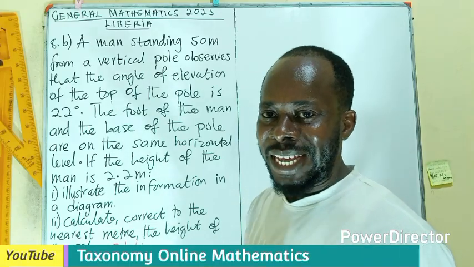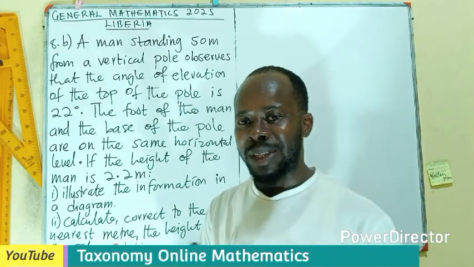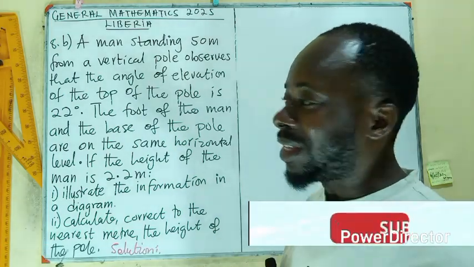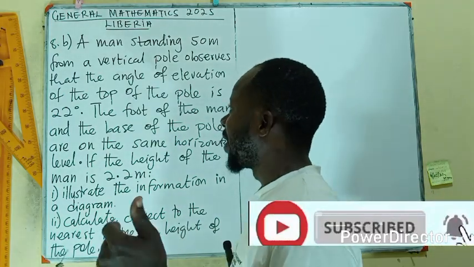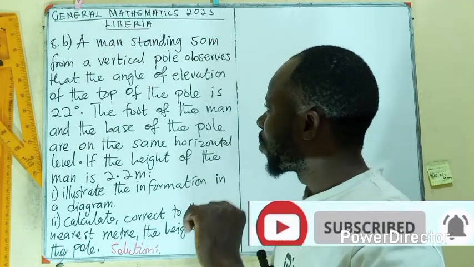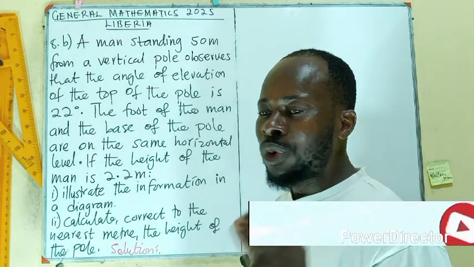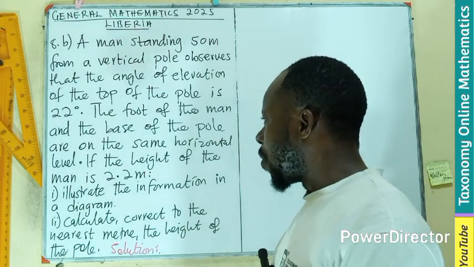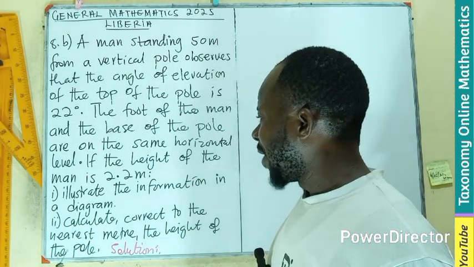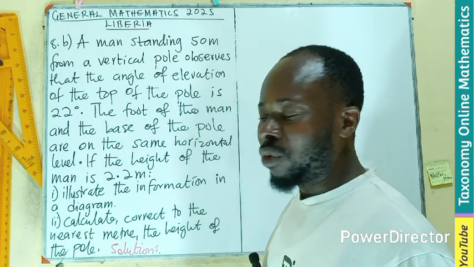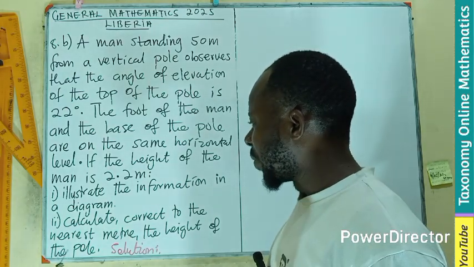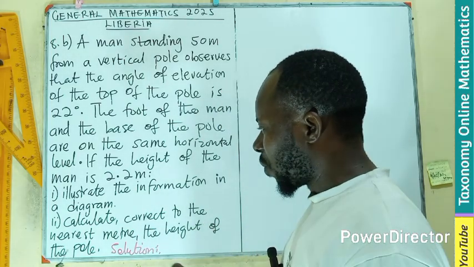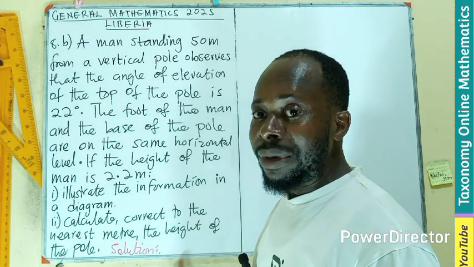Welcome. Question number 8B of Liberia General Mathematics 2025. A man standing 50 meters from a vertical pole observed that the angle of elevation of the top of the pole is 22 degrees. The foot of the man and the base of the pole are on the same horizontal level. If the height of the man is 2.2 meters, we have to illustrate the information on the diagram and calculate the height of the pole to the nearest whole number, meters.